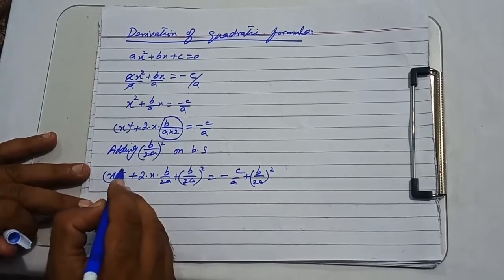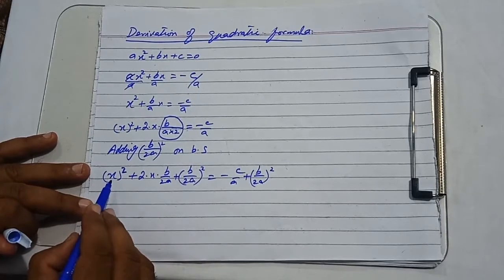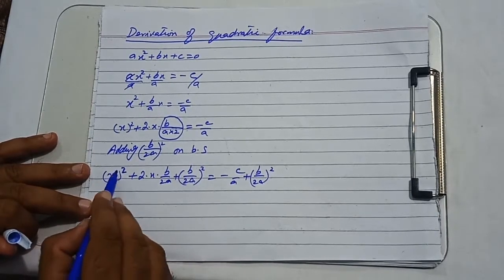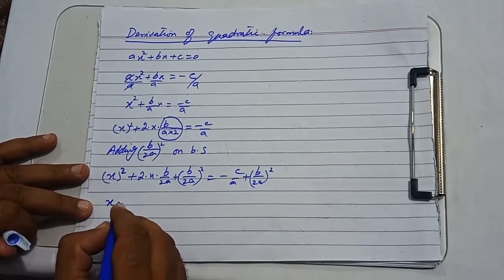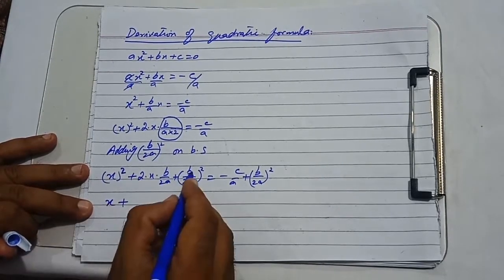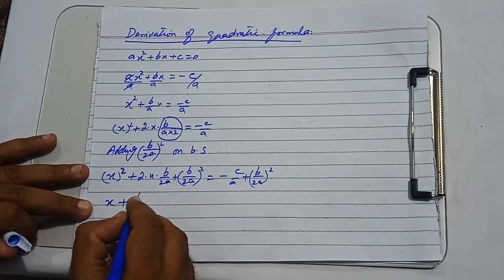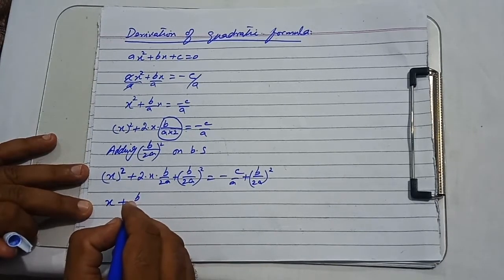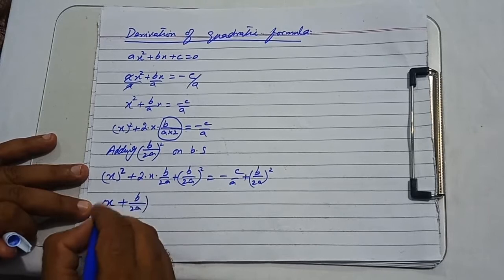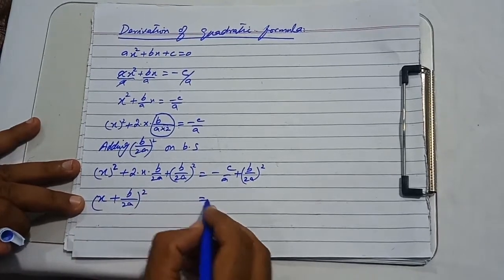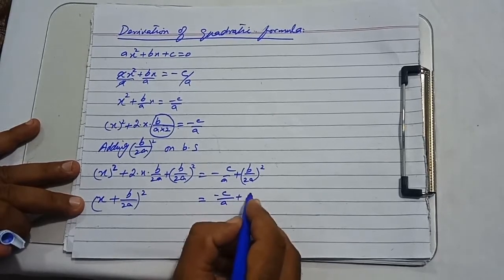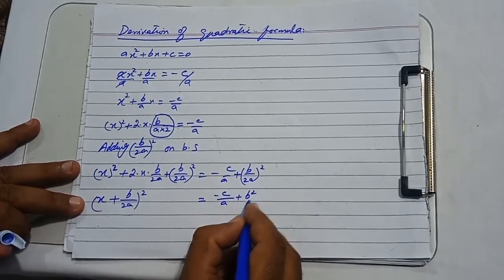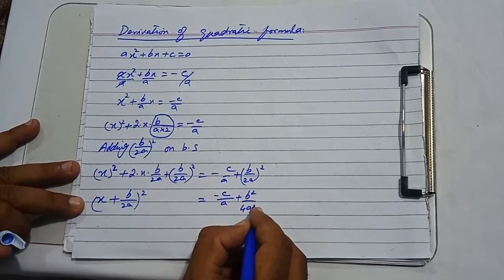Students, if you think carefully, on the left side here is a completing square of a square plus b square plus 2ab, and I will write it as a plus b whole square. Our a is x and our b is b over 2a. So I will write x plus b over 2a whole square, and that will be equal to minus c over a plus b square over 4a square.